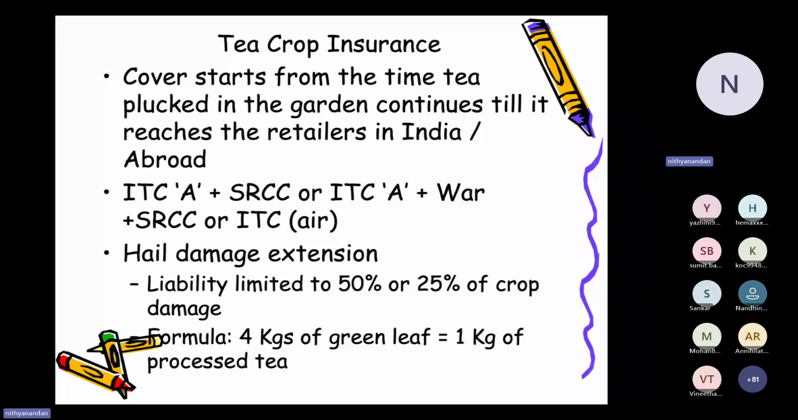So the sea voyage is also taken care of. So the coverage is ITCA, SRCC, ITCA plus WAR plus SRCC or IR. Only tea crop policy is having this extension, hailstorm extension. Hail damage is when the rain is coming with ice cubes, it will damage the leaves of the tea plants. So hailstorm is an extension under tea crop policy. But during hailstorm extension, liability is limited to 50% or 25% of the crop damage. Again, the formula, 4 kilograms of green leaf equal to 1 kilogram processed tea.